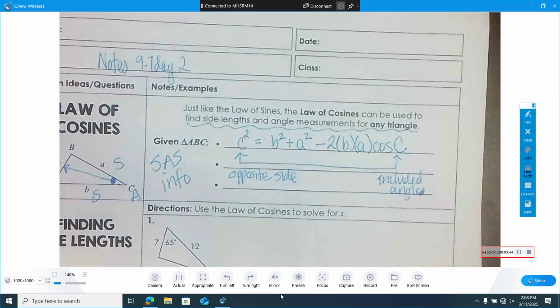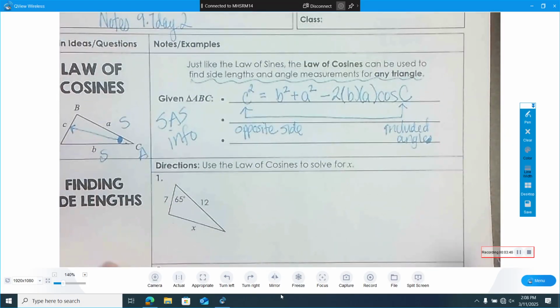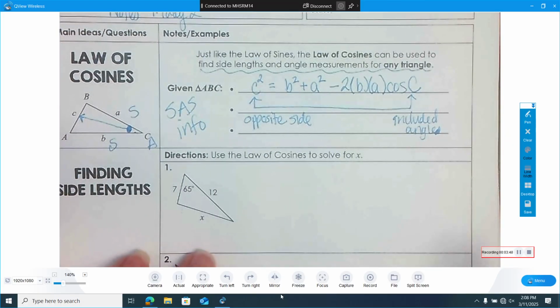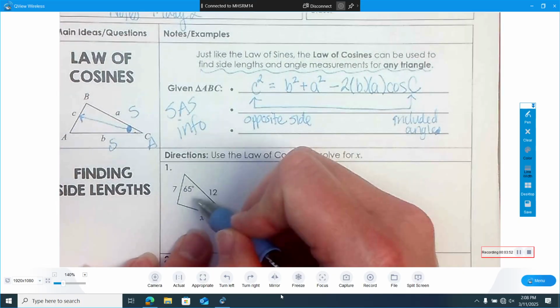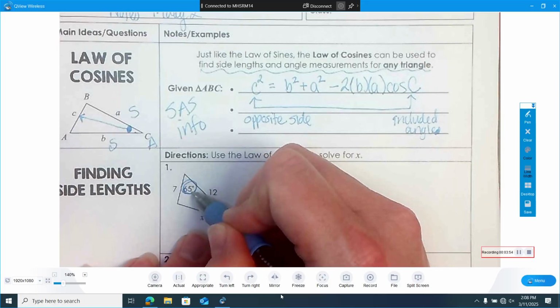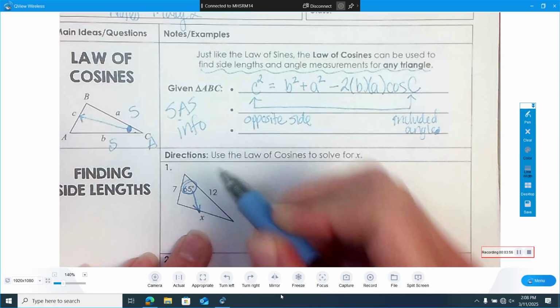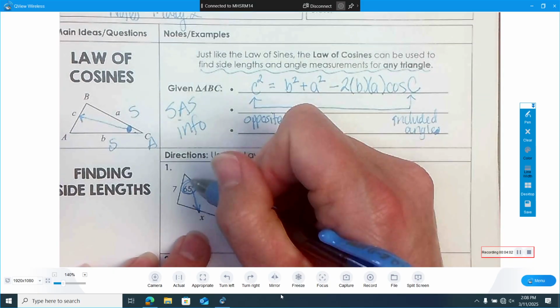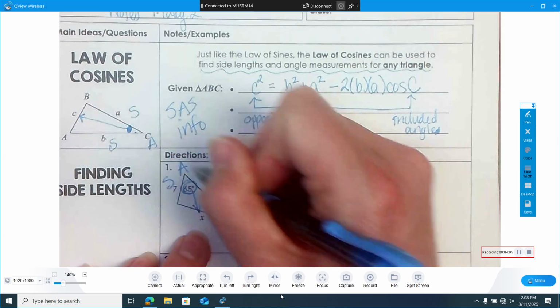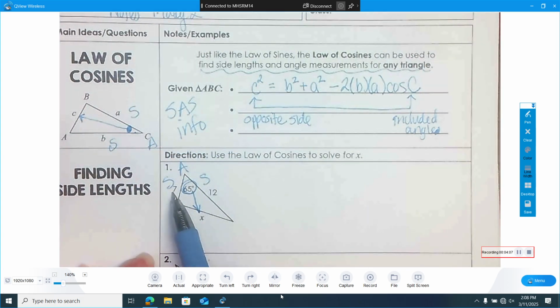So let's look at the first one so you can just sort of see what we're talking about here. You'll notice in this picture I have this 65-degree angle, and opposite that angle is the side we're trying to find. So there's our opposite side and the included angle, and that angle is between 2 side lengths here. So we have side, angle, side information.